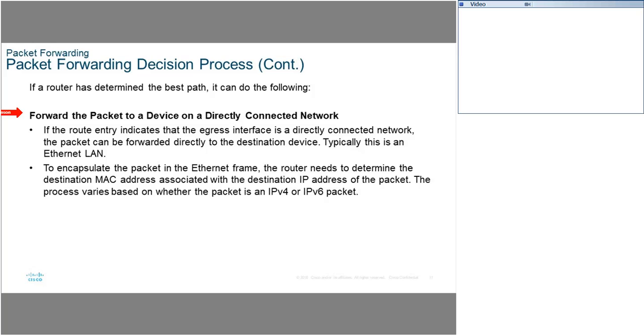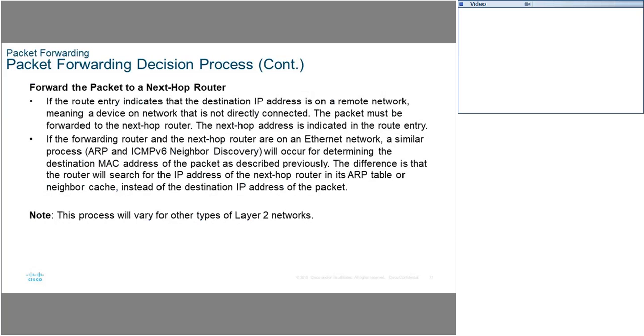For a directly connected network, it'll just encapsulate, do an ARP, get the host MAC address, and encapsulate. If we're going to a next hop router, it may still have to get a MAC address, because it's still got to make a frame to go across the link. I mean, you still have to have a data link frame to go between devices.